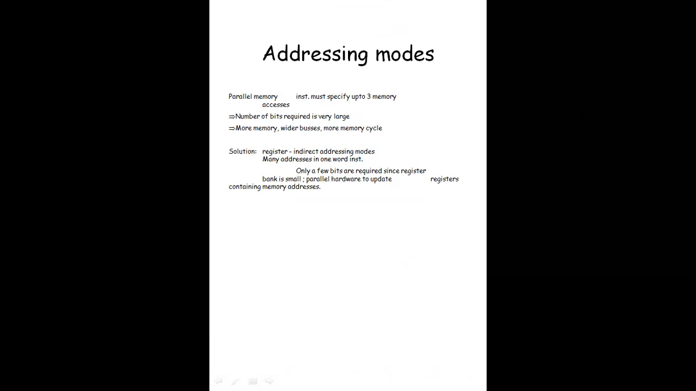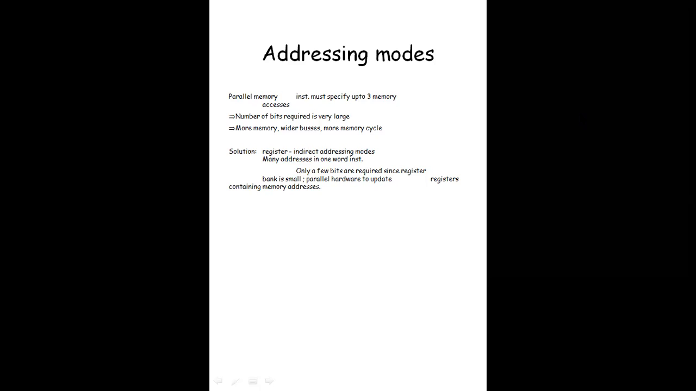Okay. What is the solution? We'll use the register indirect addressing mode, so that we can have many addresses in a one-word instruction. So only a few bits are required here, since the register bank is small, and there is parallel hardware to update the registers containing the memory addresses.